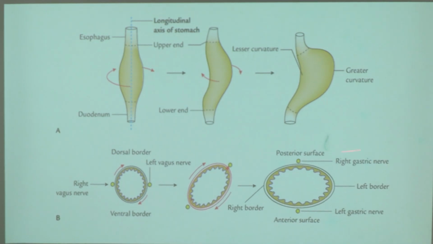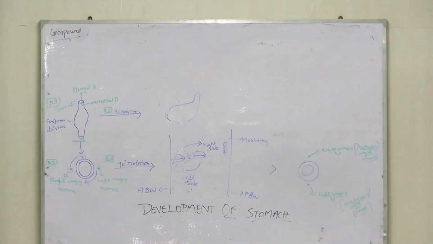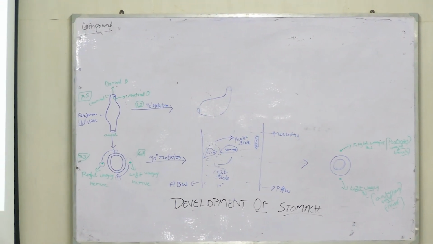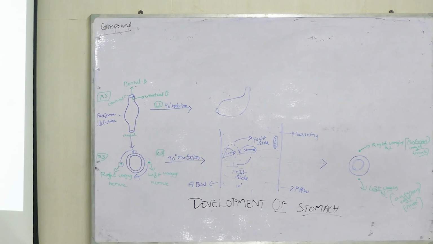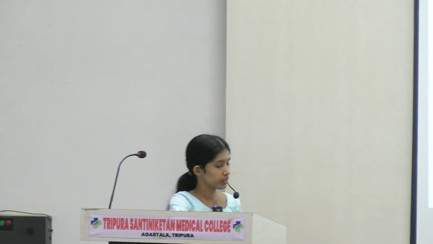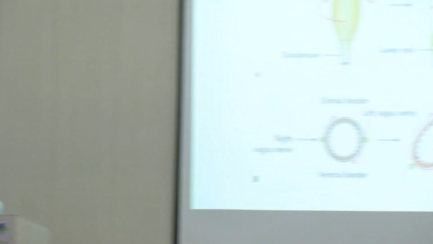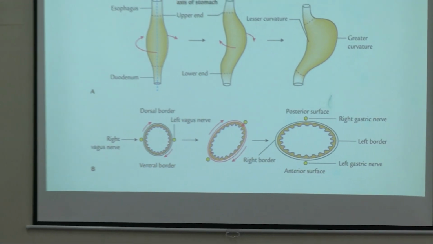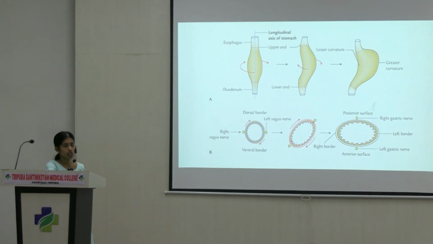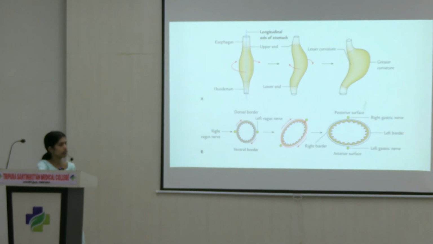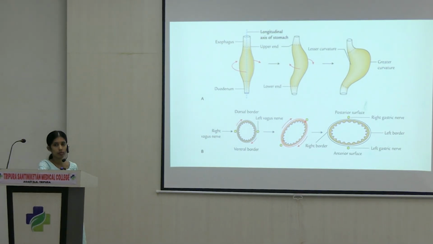What is the reason? I mentioned there the posterior vagal trunk and anterior vagal trunk. So what is the difference? Right gastric nerve and left gastric nerve. Your right gastric nerve and left gastric nerve are the branches from your posterior vagal trunk and anterior vagal trunk. So instead of mentioning the gastric nerve, I mentioned the main branch.